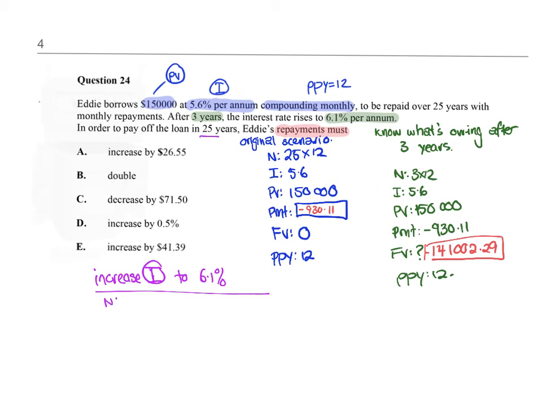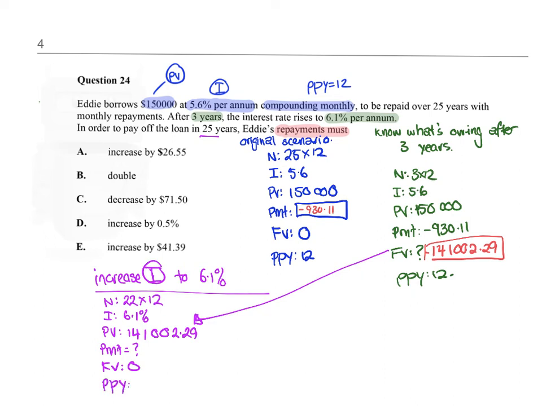So we've already done 3 years. 3 years out of the 25 means we've got 22 left. The interest rate's now 6.1% because I've got to try and find the payment change. So PV is now going to be what's owing at 3 years, because we're going to say that's our new thing. It's like he's borrowing that much. The payment is the question. FV, he still wants to zero it off after that, and PPY is still 12.